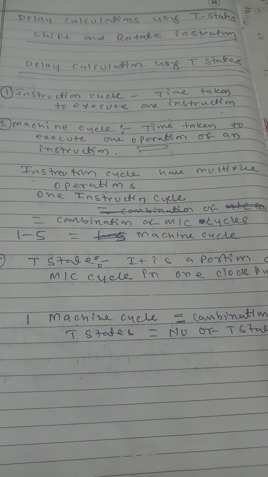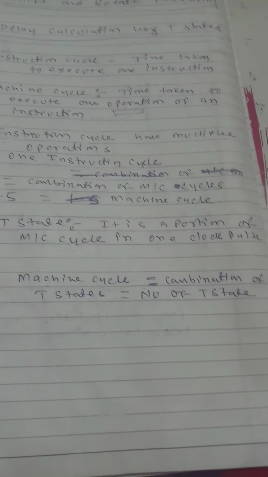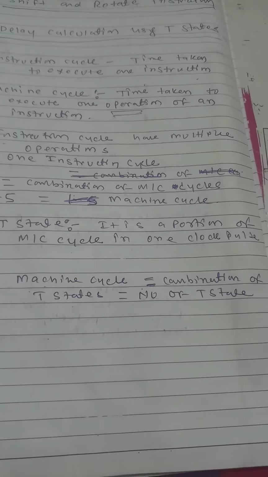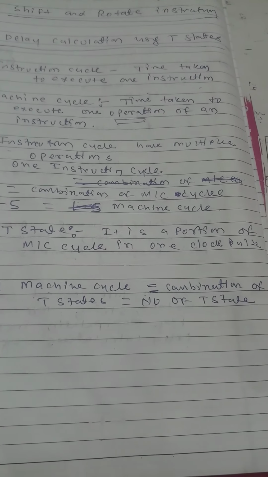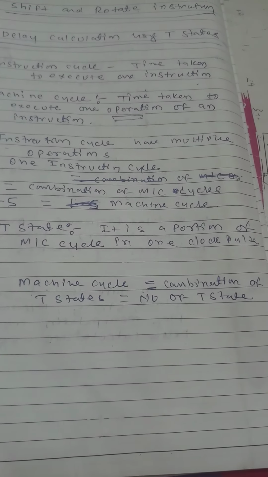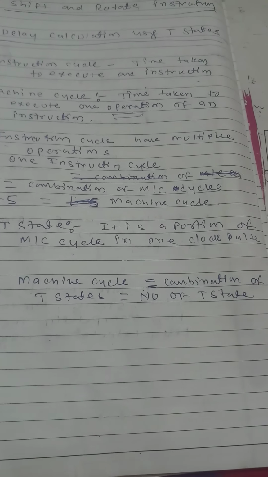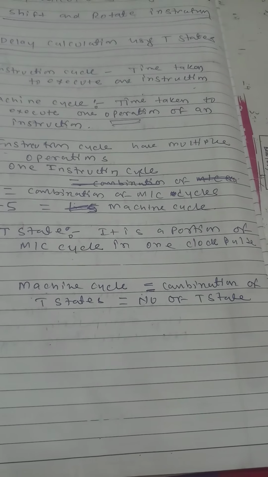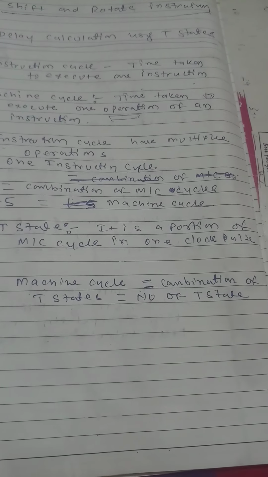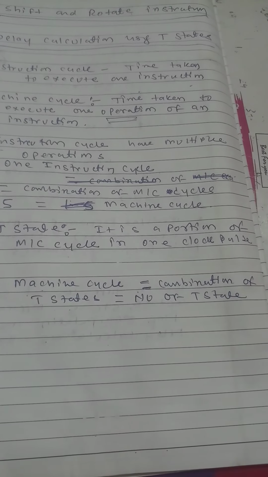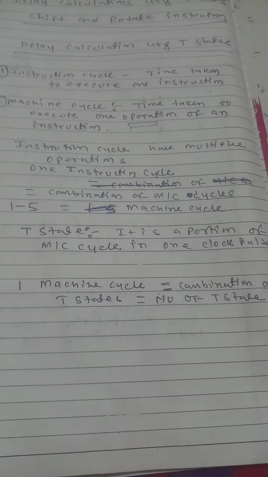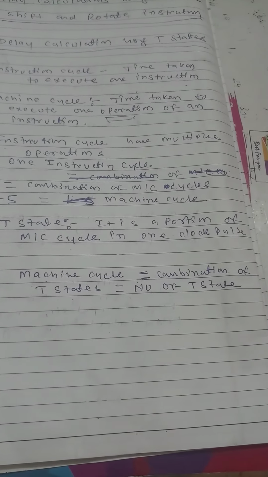Then we have the third term called the T state. The T state is the portion of a machine cycle in one clock pulse. A machine cycle is equal to a combination of T states, or a number of T states. So in a machine cycle we again have some part, and that part of the machine cycle is called a T state. A machine cycle may have a number of T states.